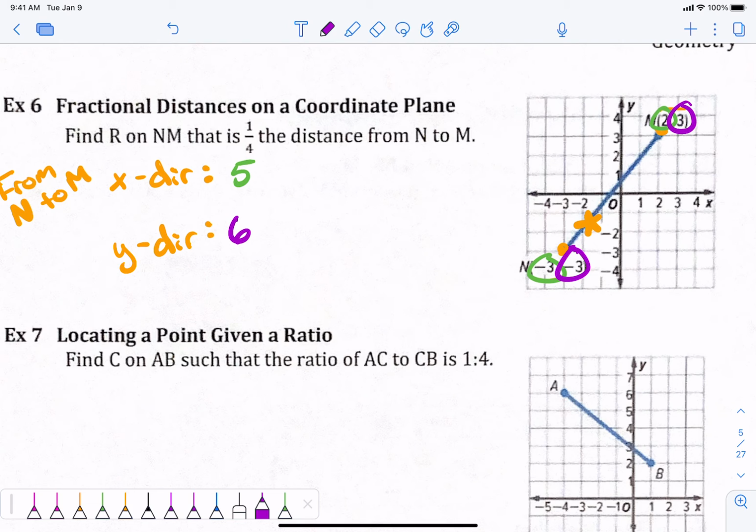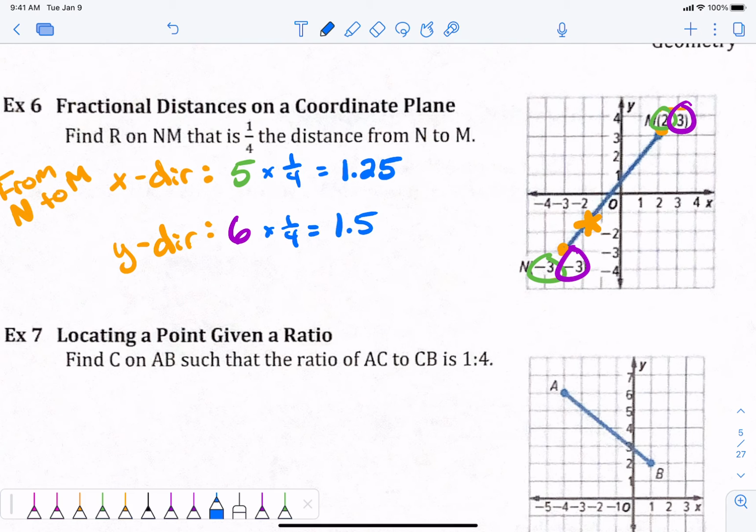I want to go now 1/4 of that distance, okay? So I'm going to take each one of those and multiply by 1/4, or really it's like dividing by 4. Does that make sense? Yeah. Okay, what's 5 divided by 4? You can give it to me as a decimal. 5 divided by 4? 1.25, right? 1.25. What's 6 divided by 4? 1.5, okay?